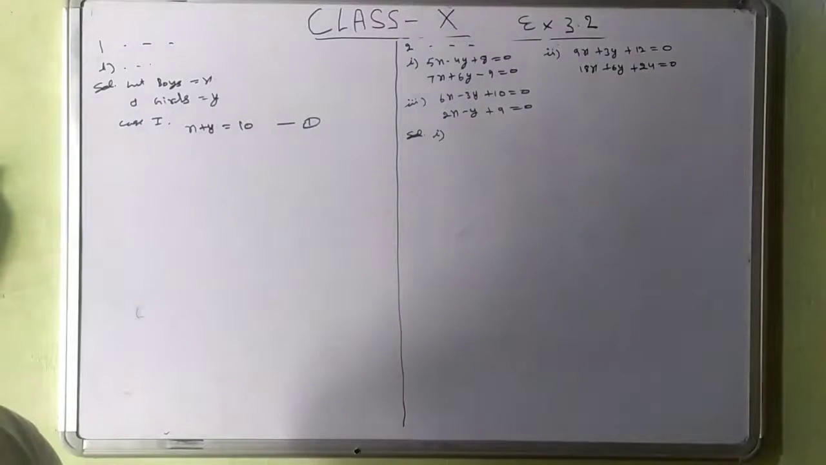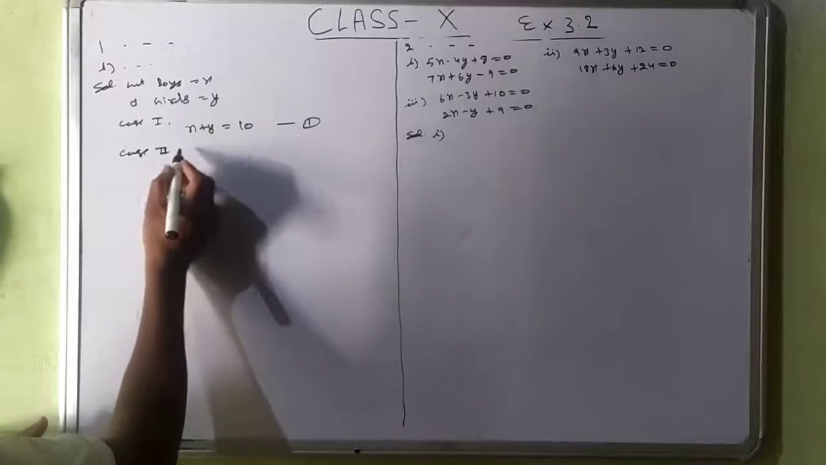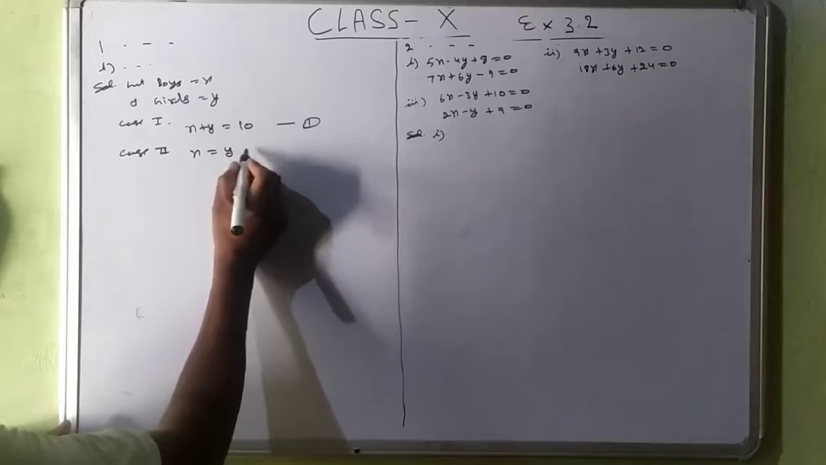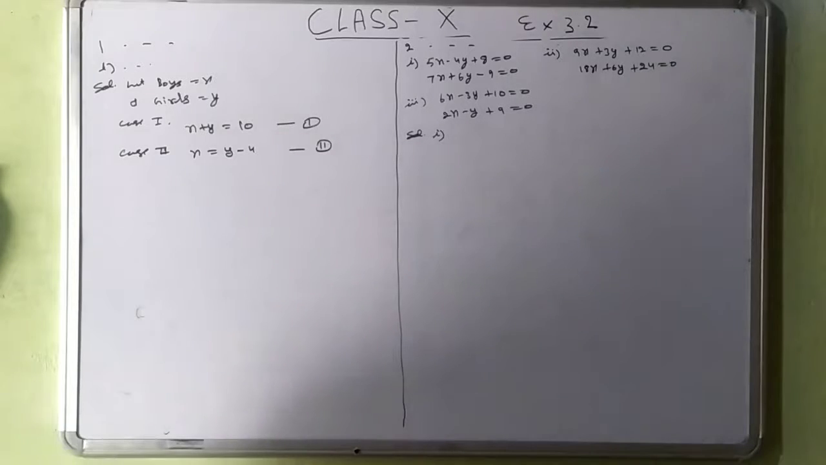And then if the number of girls is 4 more than the number of boys, so case second, x is equal to y minus 4, because girls are more than the boys. Find the number of boys and girls who took part.